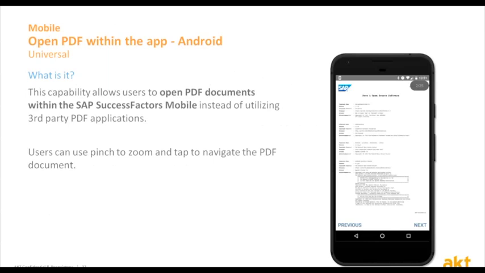Another nice feature on mobile is the ability to open PDF documents within the SAP SuccessFactors mobile instead of utilizing third-party PDF applications. SAP realized that some of the customers are facing problems in opening PDF documents using third-party applications, and therefore added this functionality on your Android platform.